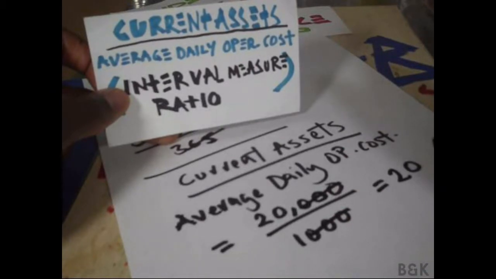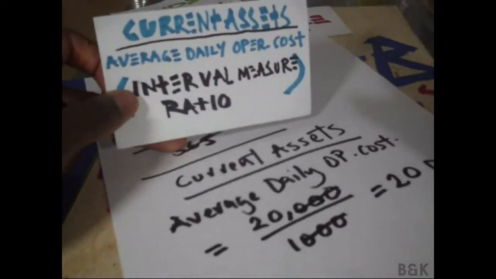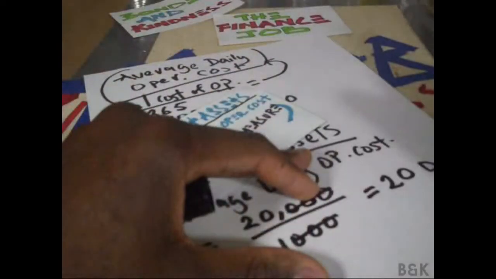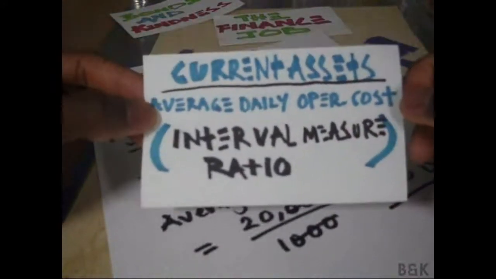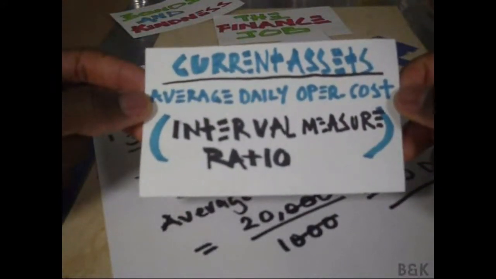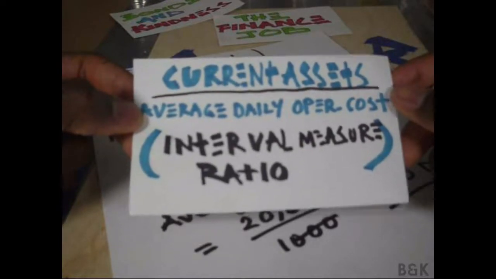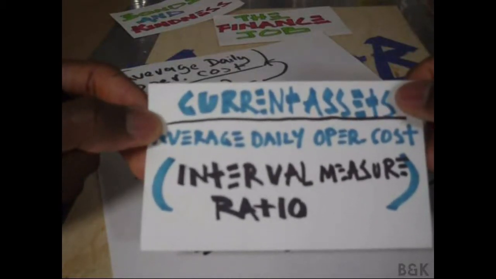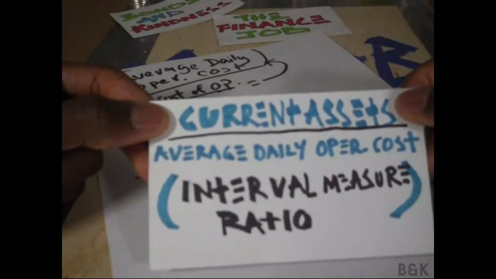That's it. If the buck stops right now and we can't keep paying our bills, we have 20 days to survive. I would like to write down the word days. That's it. That's how you calculate it. I call it the survival measure ratio, but everyone else calls it the interval measure ratio. How long can our current assets keep us afloat if we were not able to bring in another dollar of sales?